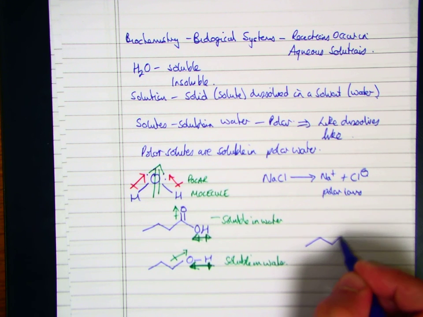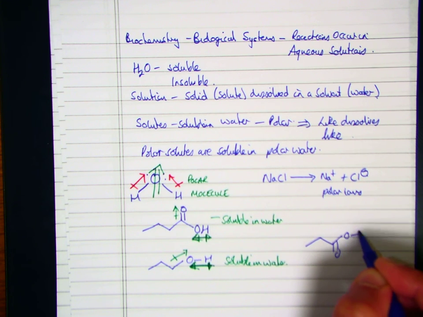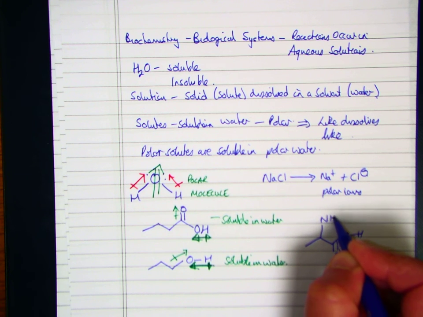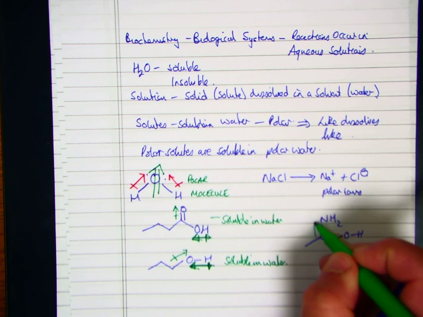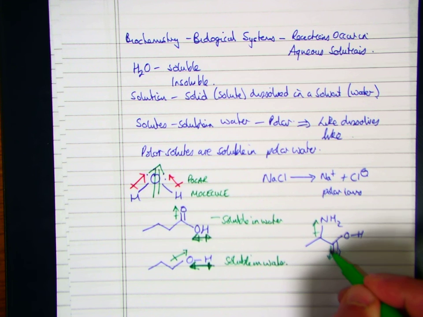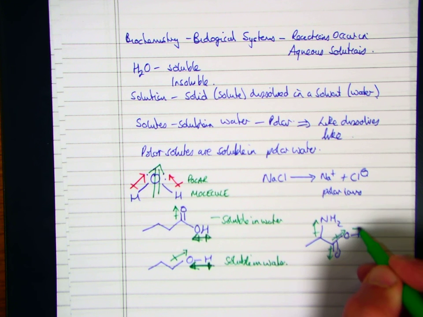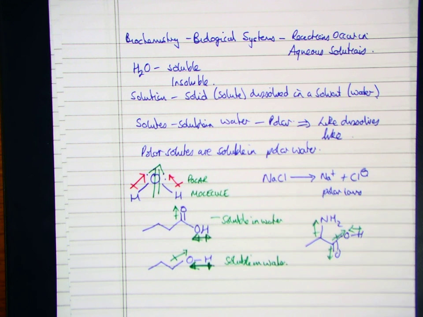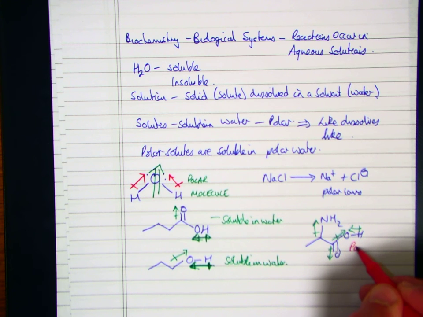We look at our amino acids, we've got an acid group, we've got an amino group, again polar bond here to the nitrogen, to the oxygen, to the oxygen, to the oxygen. This is a polar molecule. It's going to be soluble in water.